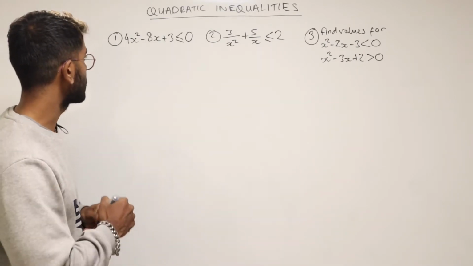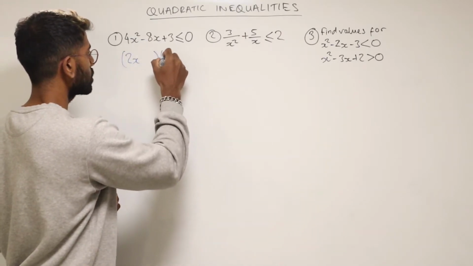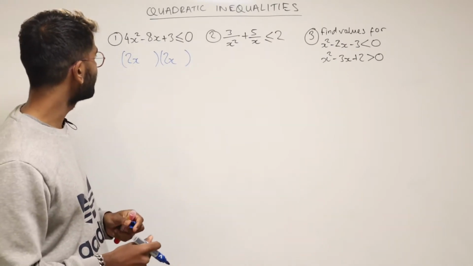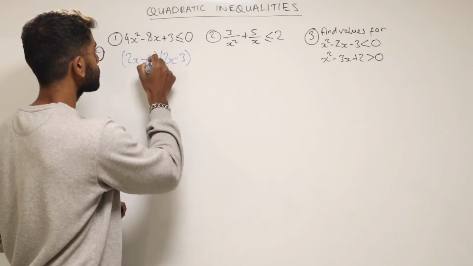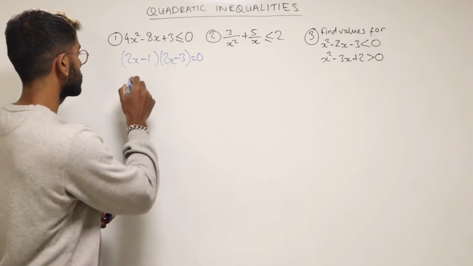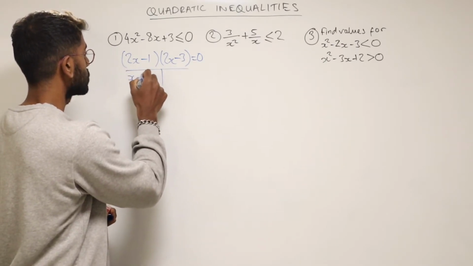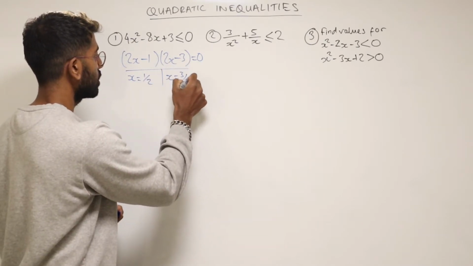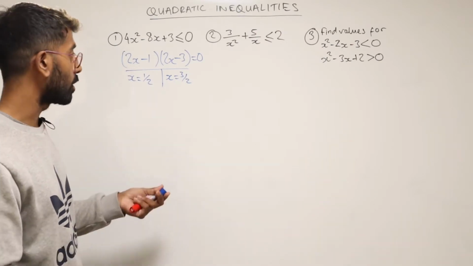So for this one, does it factorize? That's the first thing. Let's have a look. So 2x and 2x, if it's going to factorize, 3 and 1, there we go. So that factorizes there quite nicely. So then for this bracket, we're going to have x is equal to a half, and for this one here, x is equal to 3/2. Okay, fantastic. Now that we've got our roots, we go and make a sketch.